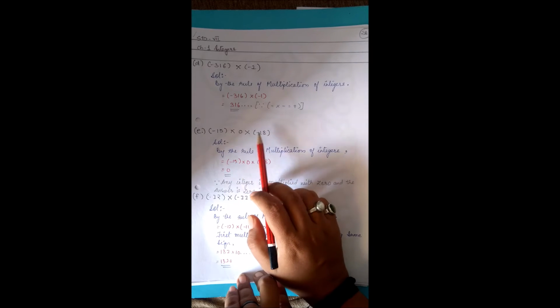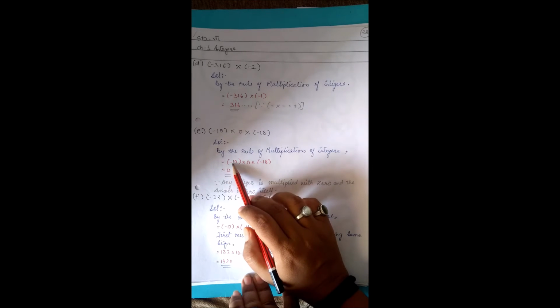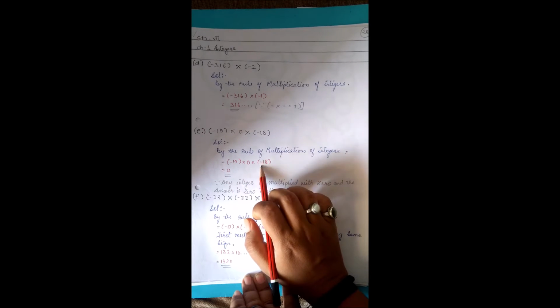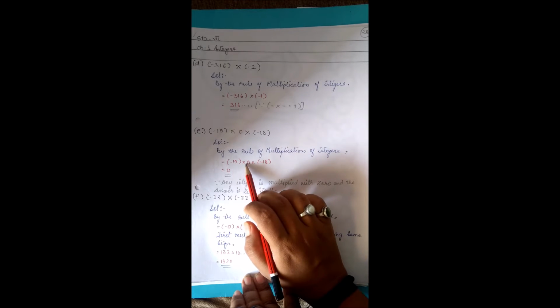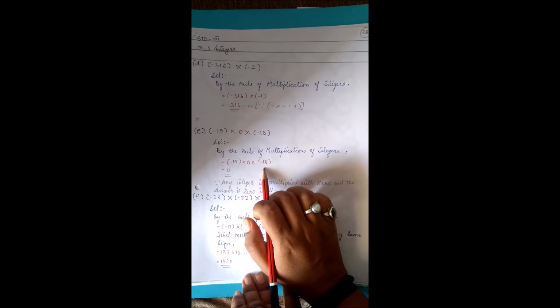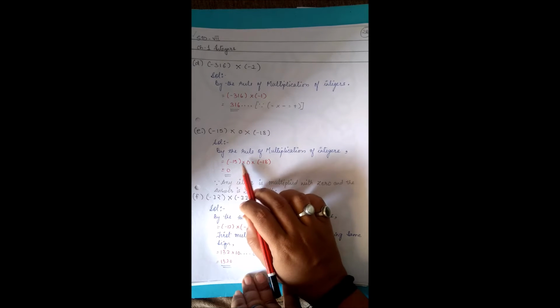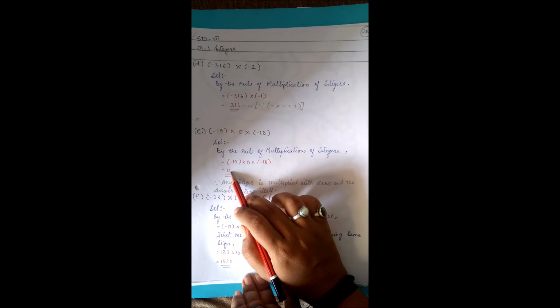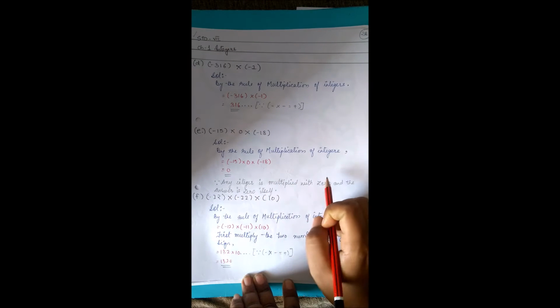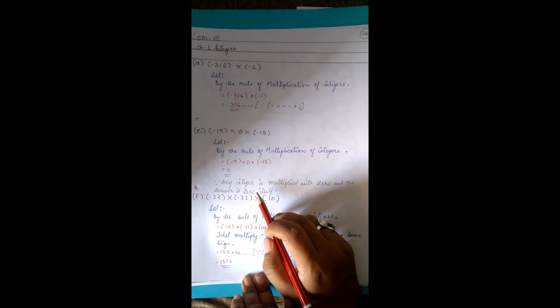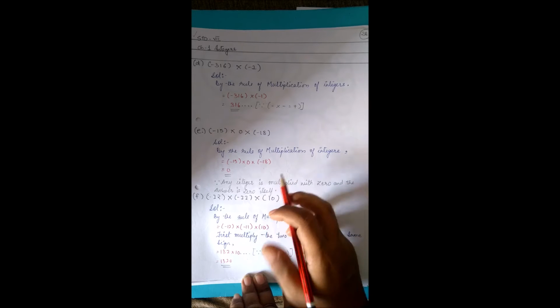Minus 15 into 0 into minus 18. So 15 into 0 is 0, and 0 into 18 is 0. If we multiply any number with 0, the answer is 0. So the answer is 0. Any integer multiplied with 0 gives 0 itself.